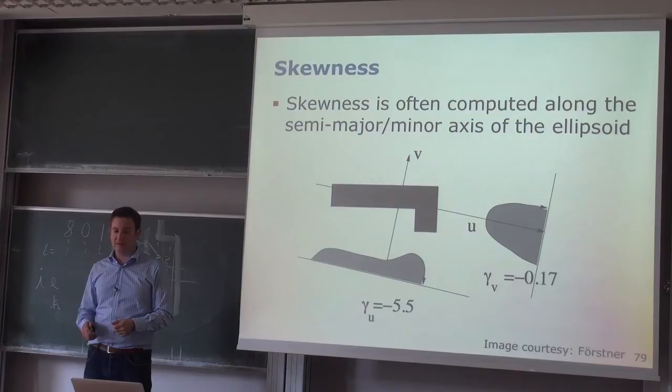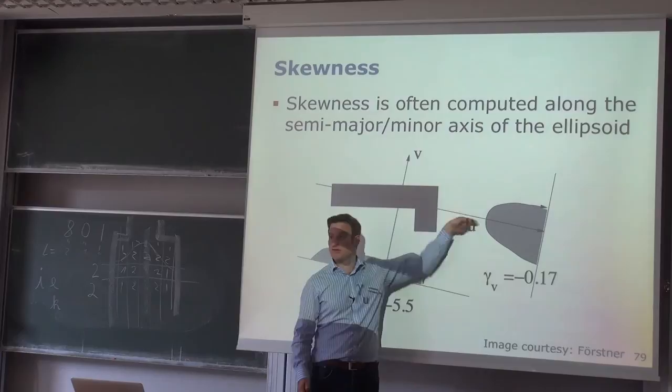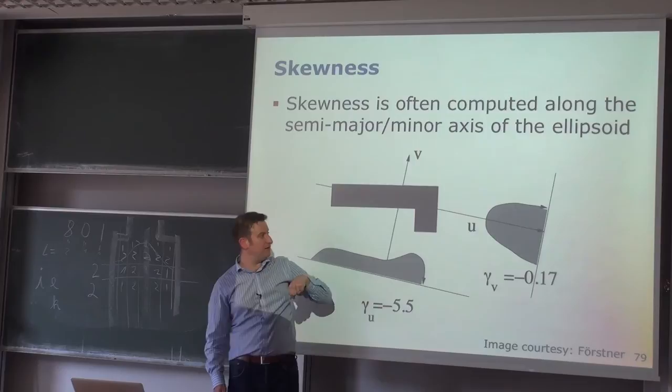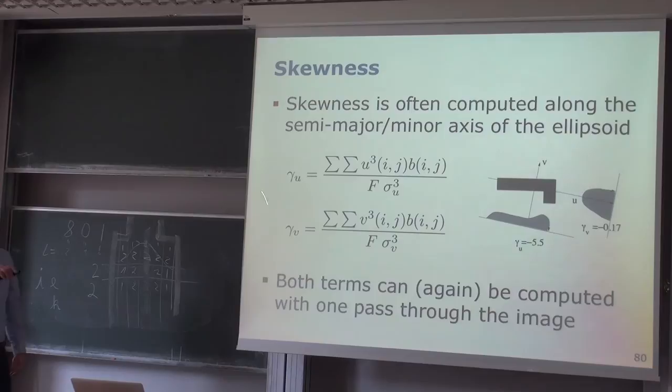And the important thing is that I can compute this directly from my binary image. The only thing I need to compute is the direction of the eigenvectors, which correspond to U and V. So this is the one with the large extent, corresponding to the largest eigenvalue, and the other corresponding to the smallest eigenvalue. And then I can directly compute those parameters by just putting in the exact equations that I had before.